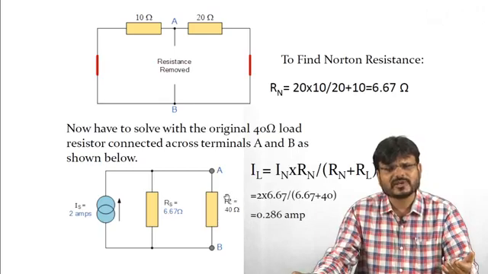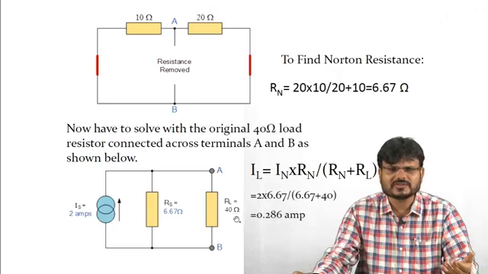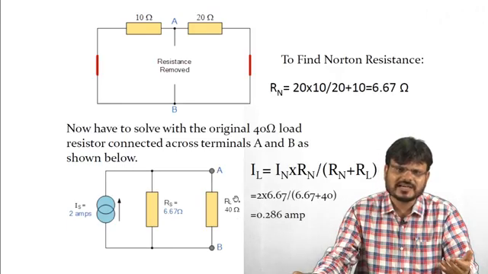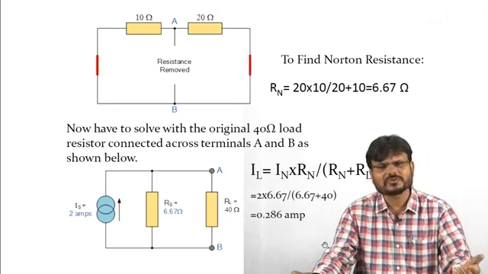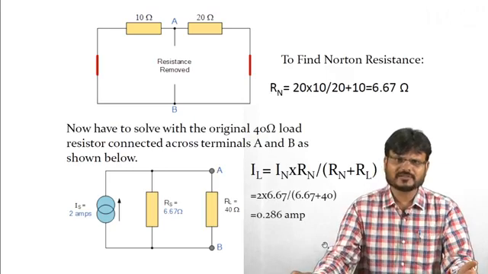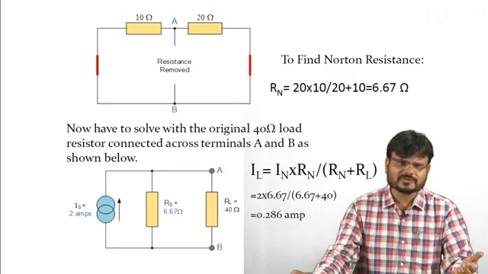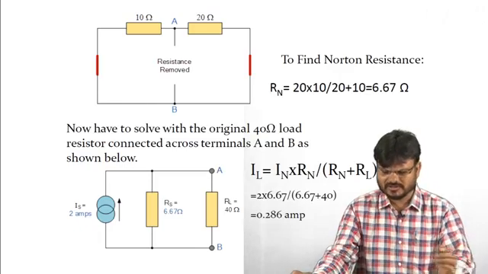Similarly, suppose you have to find the heat loss in this resistance. So heat loss is equal to what? I squared R, that is, the load current IL squared multiplied by RL. So this is how you can calculate the current, voltage and heat loss through the load resistance with the help of the Norton theorem.